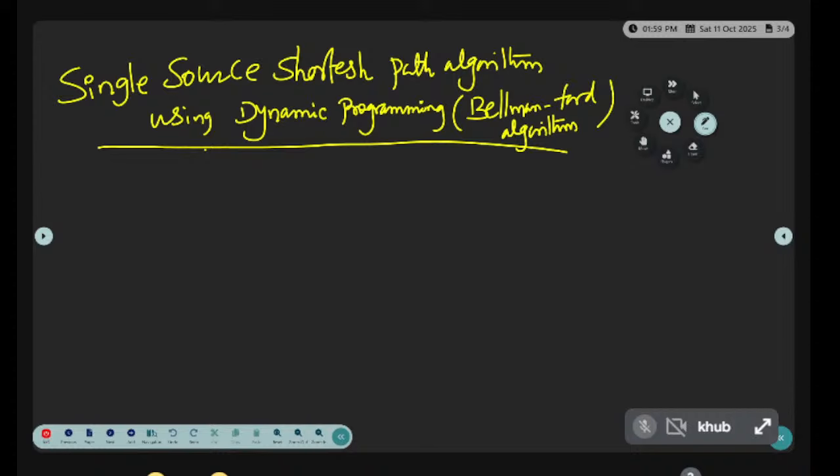So here we'll do a direct problem. Consider the following graph. Note down this one and calculate the shortest path.